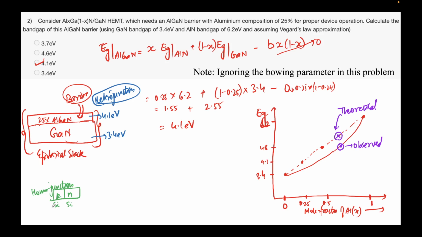the question can be asked, a bowing parameter in Vegard's law does which of the following?